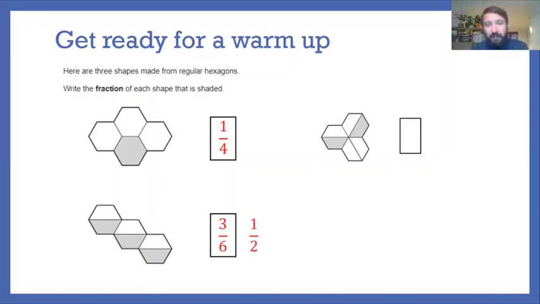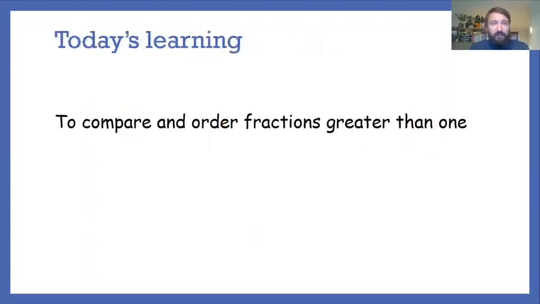And then our final shape, we have 2, 4, 6 parts it's been divided into, and we have 2 parts shaded. So we must have 2/6 or 1/3. Okay, hopefully your brain is nice and warmed up. Give yourself a pat on the back for getting those right. If not, not to worry. Just have another look at them and then we shall move on.